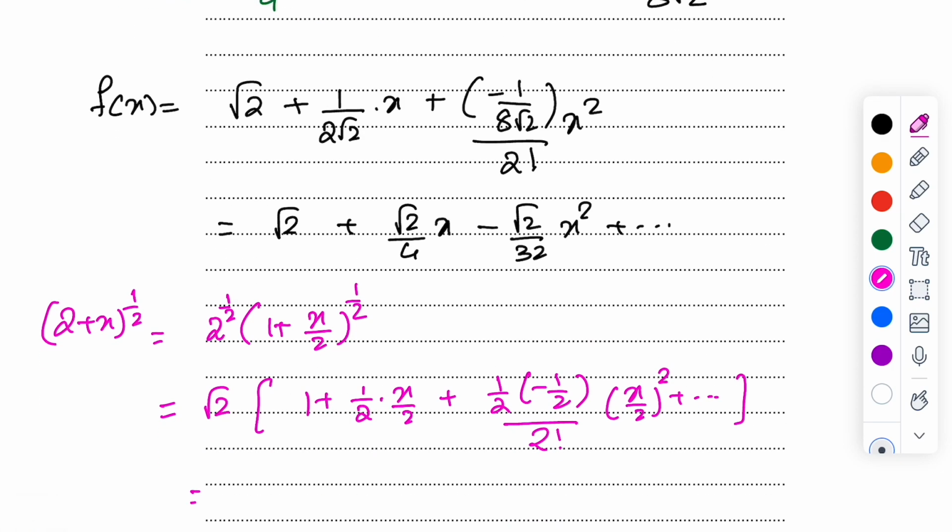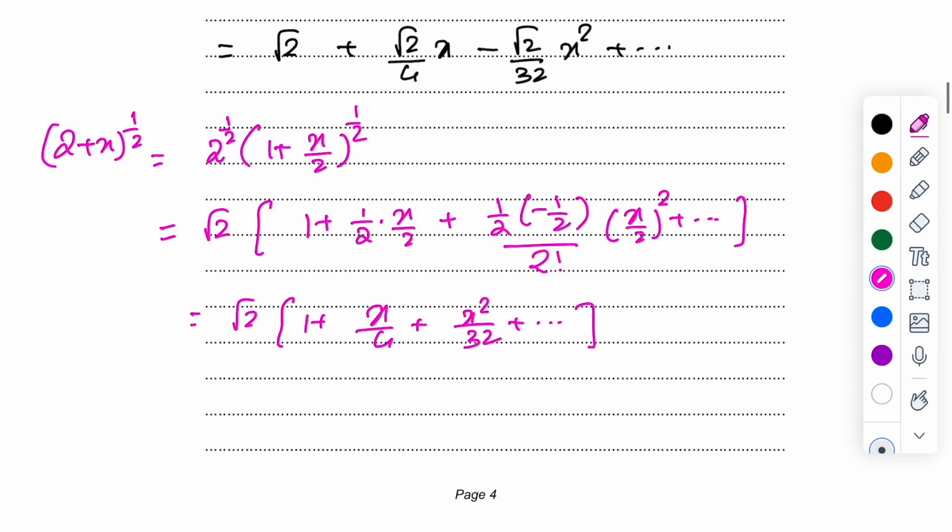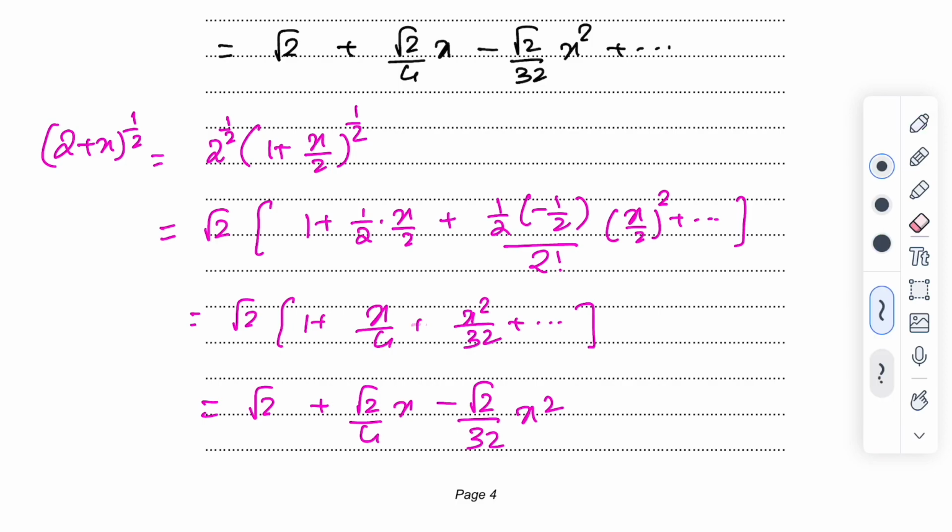So when I simplify, it becomes root 2 times (1 plus x upon 4 plus x square upon 32), and so on. When I simplify, I should be getting the same answer: root 2 plus root 2 upon 4 x plus or minus root 2 upon 32 x square, and over here also it is minus, and we get the same answer.